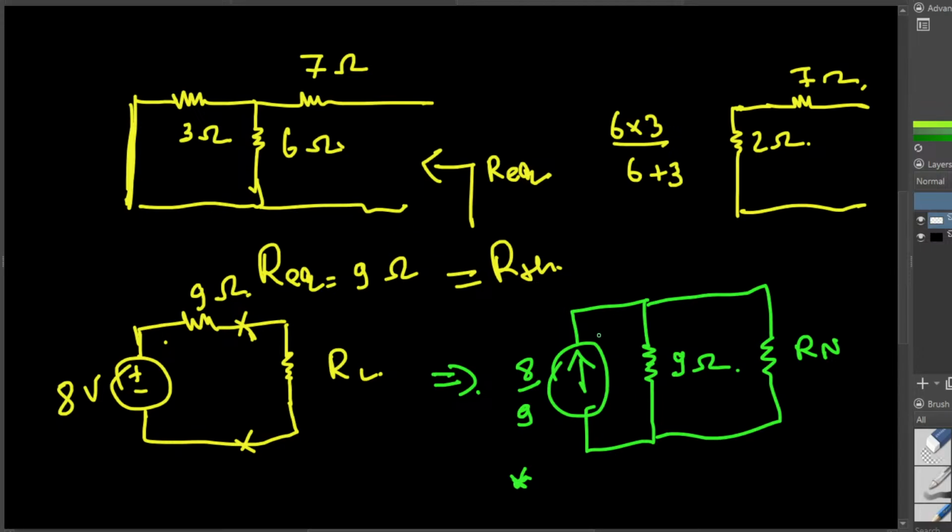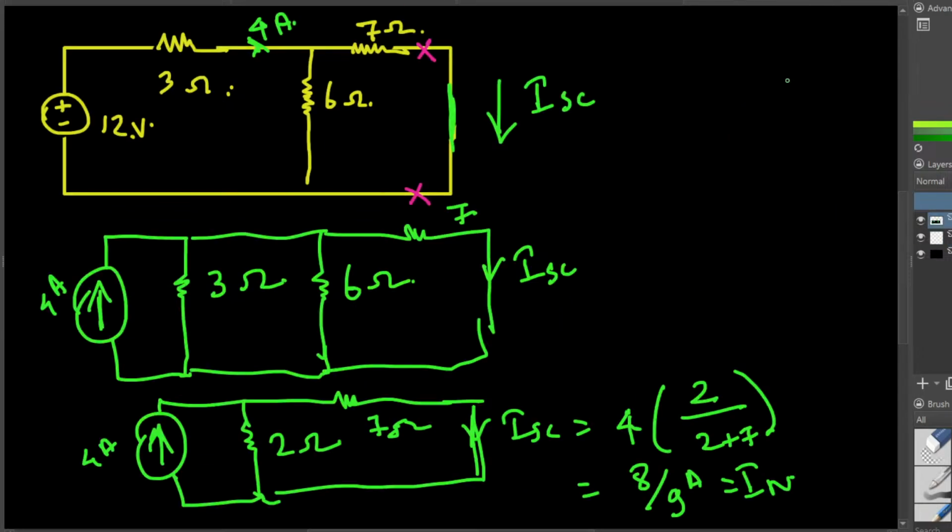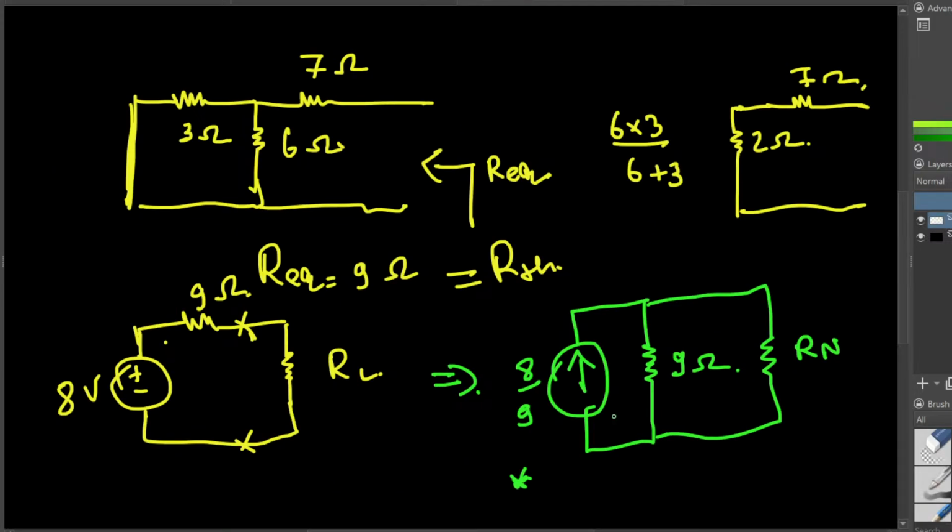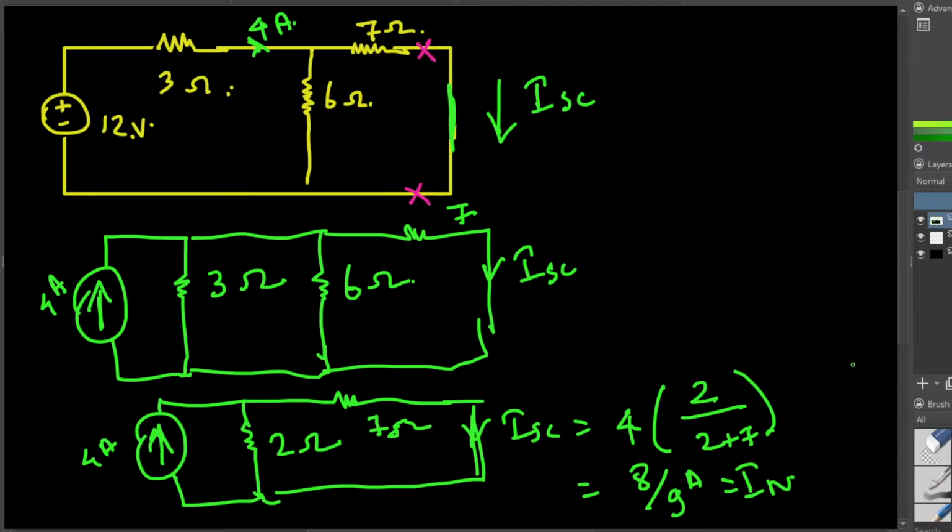So once you have the current and the resistance, now you can bring it into this pattern. If we draw the circuit, it's going to be with 8/9 ampere current. That's the one we have right here as well, right? So you can see, you can directly source transform, or you can find it in this way.